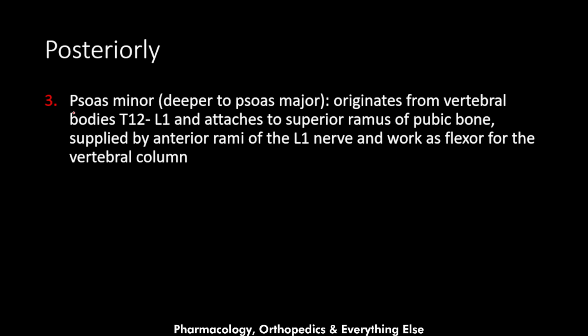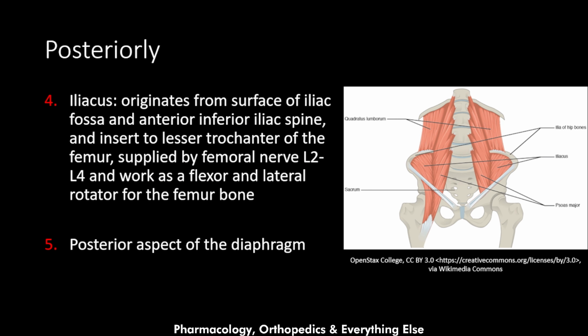The third muscle is the psoas minor muscle. This is deeper to the psoas major, and it is present in 60% of the population. It originates from the vertebral bodies, the T12 to L1, and it attaches to the superior ramus of the pubic bone, and is supplied by the anterior rami of the L1 nerve, and it works as a flexor for the vertebral column.